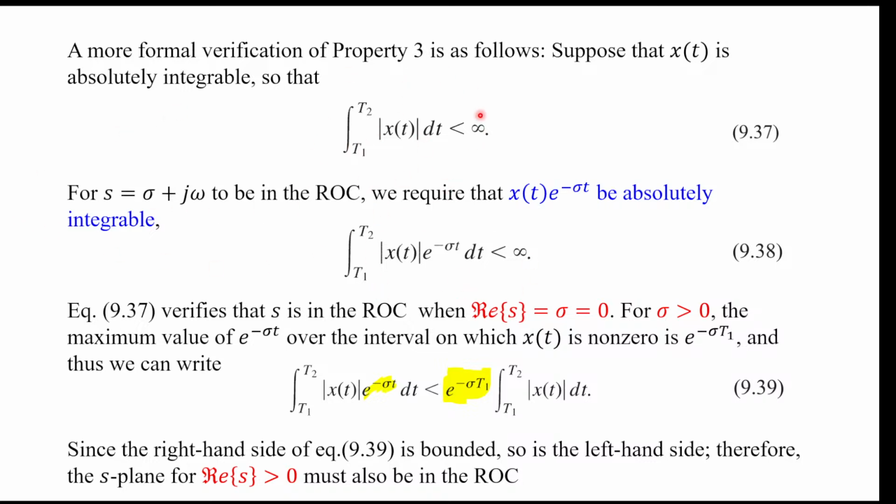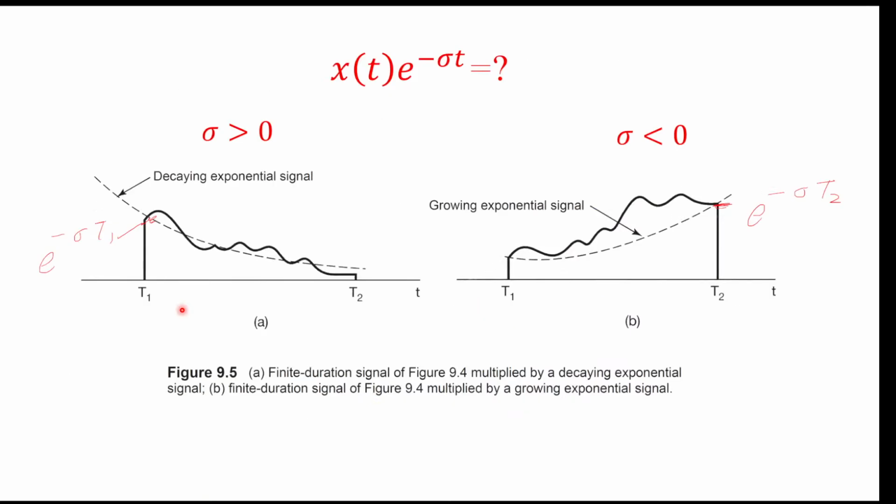So we start with x of t having some finite duration, and also being absolutely integrable, so this integration is a finite value. Now we do case analysis to check whether x of t multiplied with e to the minus sigma t has a finite integration. We have two cases: sigma positive and sigma negative.